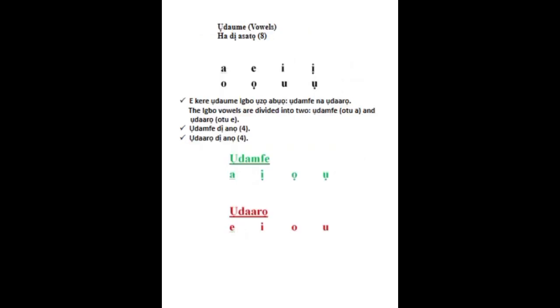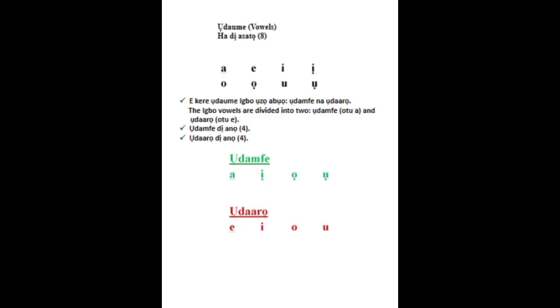On this slide, we talk about ụda ume, vowels. Ha dị asatọ. What did I say that ha means again? Good job. Ha means they. So this means they are 8 in number. Ha dị asatọ. They are 8. A, E, I, O, U, O.